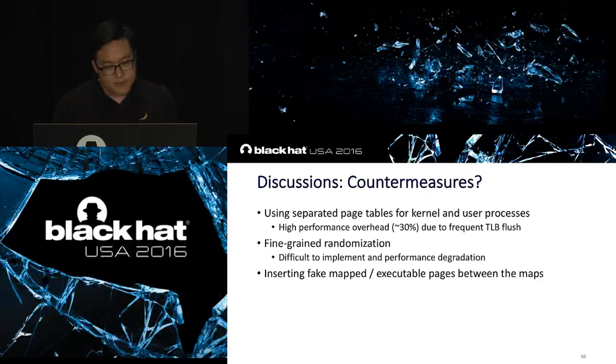Another one is doing more fine-grained randomization, not at the page level but inside of the page or so. It could be helpful, but it will be very hard to implement because of compatibility issues or other technical issues. And another easy one is inserting some fake page mappings, making some of the unmapped pages look like mapped ones, to fool the DrK attack.